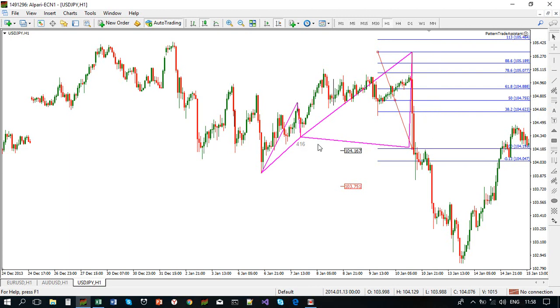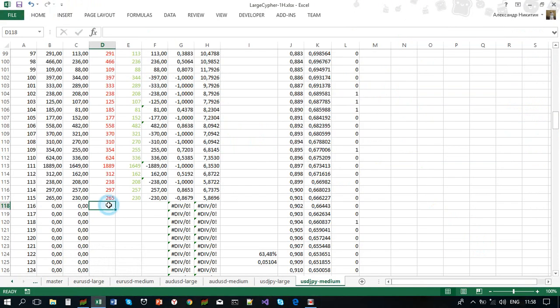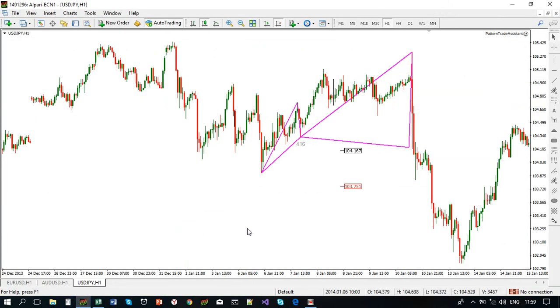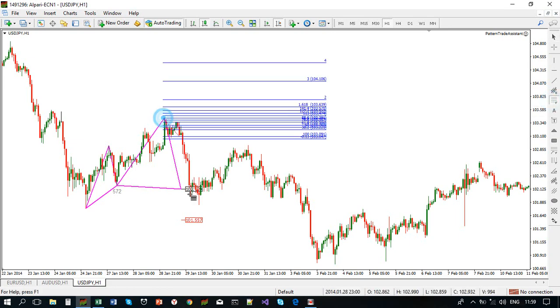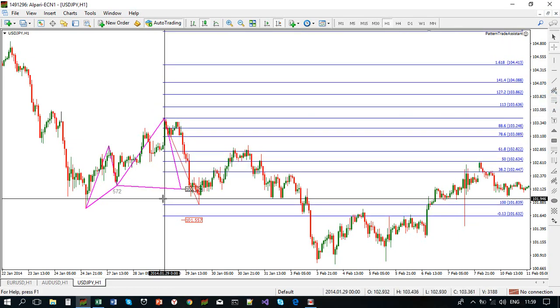Okay, 43.0, 41.6. 41.6, 43.0, 41.6. No, it should be in reverse. 43.0, 41.6. Okay, it was a take profit. Another winner. Ooh, nice.